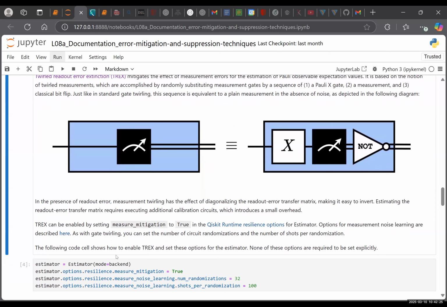You say here, measurement mitigation, let's say to true in Qiskit resilience options. So this is incorporated in the resilience options here. Resilience, measurement mitigation true, and measure noise learning, how many randomizations, and shots per randomization.